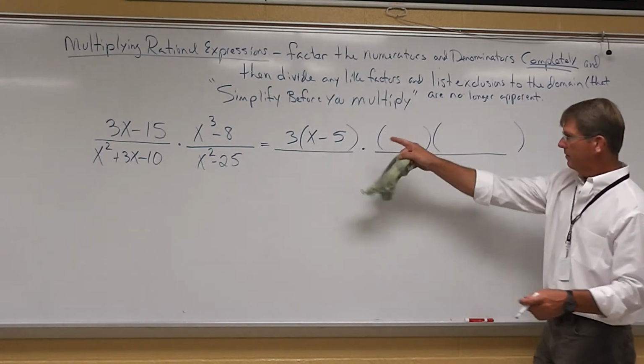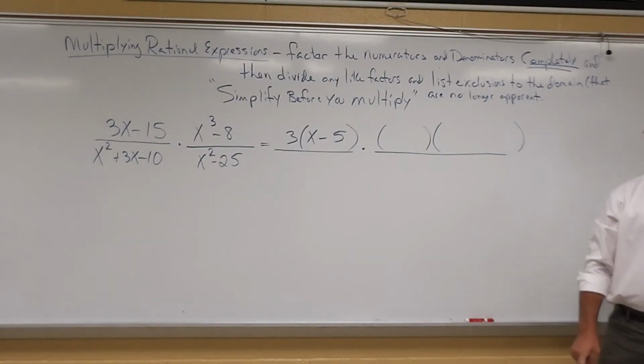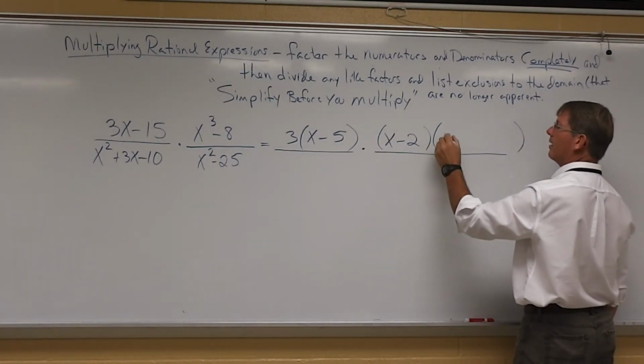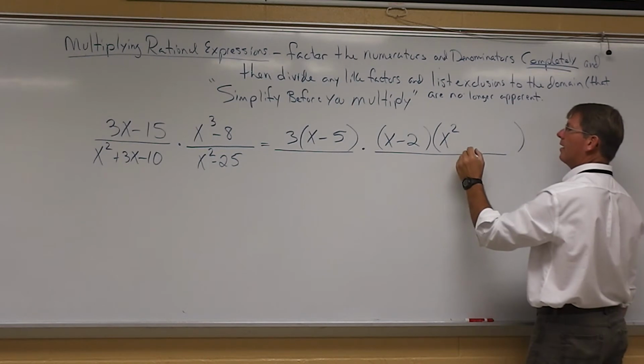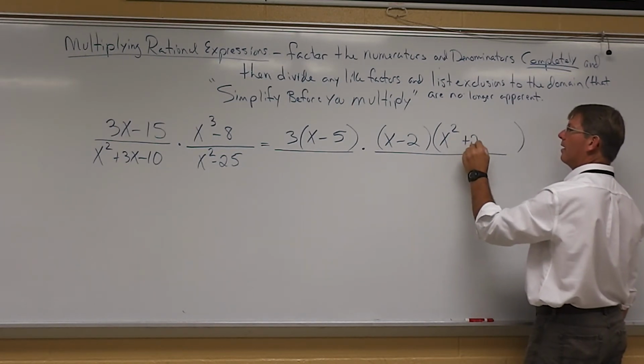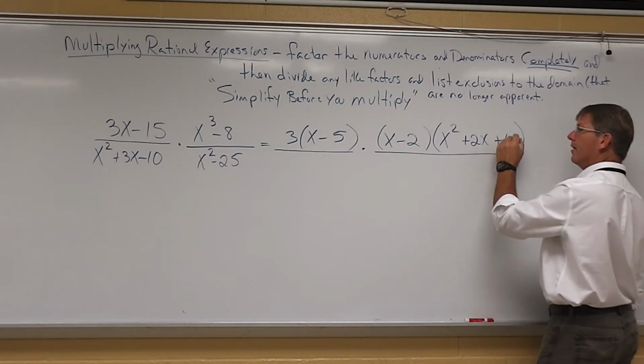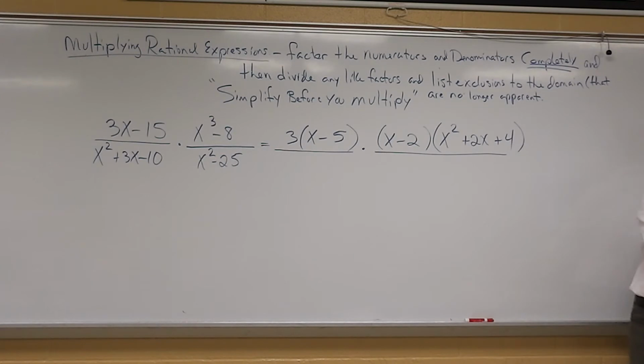JT, difference of cubes. x minus 2, and then x squared plus 2x plus 4. Good. Yep. Get that pattern down.